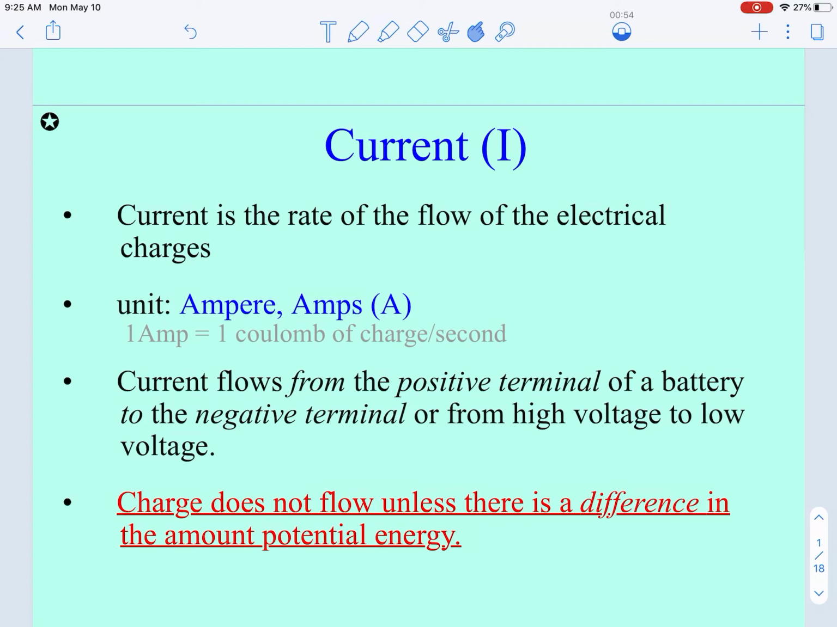So let's talk first about current. This is going to be one of our variables. It will be illustrated or represented with a capital I in the formula. And it says here that current is the rate of flow of electric charges.